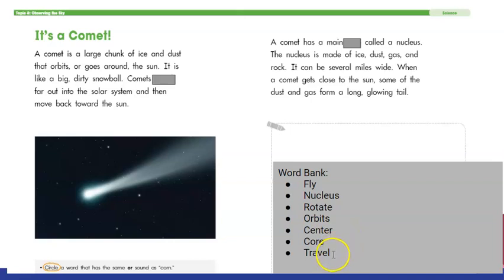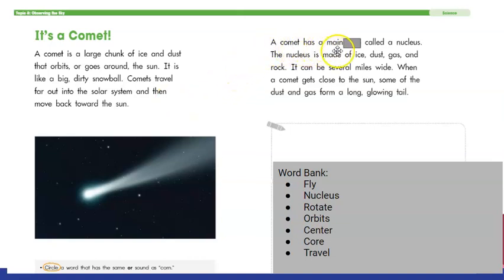I think we heard travel and fly both make sense in the story. Which one do you think would be the best option? Comets, let's look. Comets travel far out into the solar system and then move back towards the sun. Wow, great job, first grade. Only one left to go.